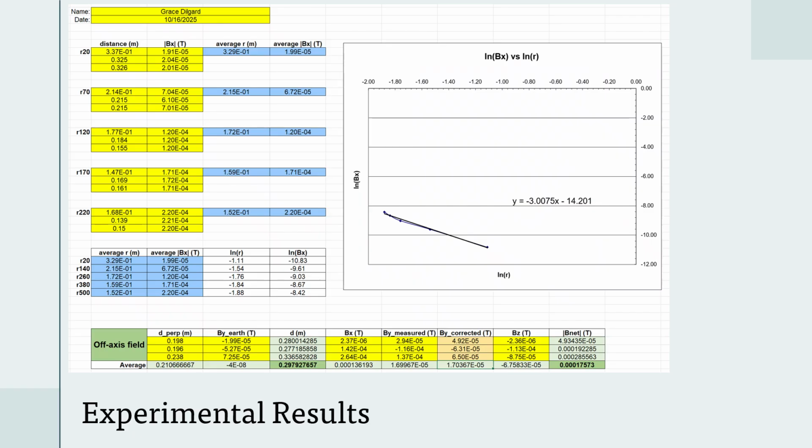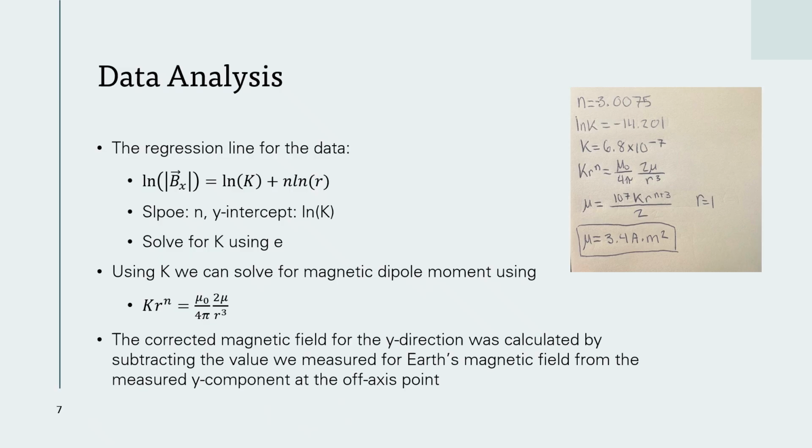So here are the experimental results. As you can see, I plotted a regression graph in our Excel spreadsheet, and all the values are calculated there. The regression line for the data is the natural log of the magnetic field equals the natural log of k plus n ln r. The slope would be n and the y-intercept is ln k. So we can solve for k using e, as shown in the picture.